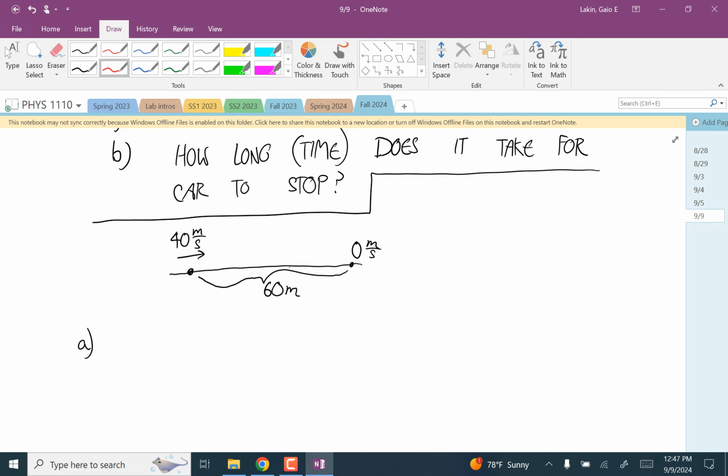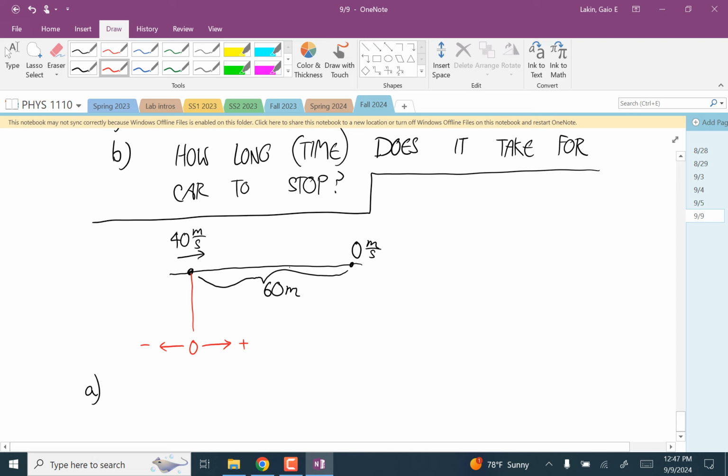I think most people would probably choose the 0 position to be where the start of this motion is, and the positive direction to be in the direction that the car is traveling. Okay, so let's do that, but we could make other choices. That means the negative direction is to the left.